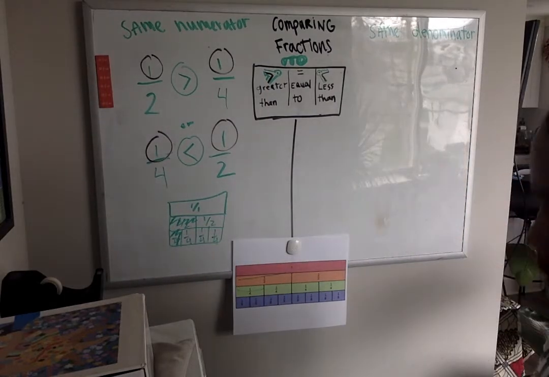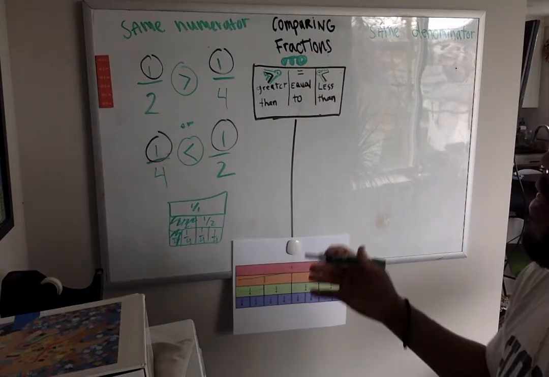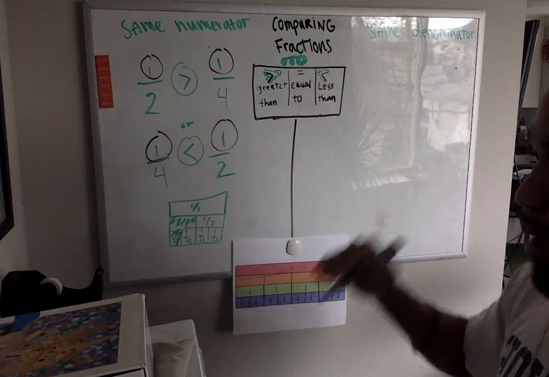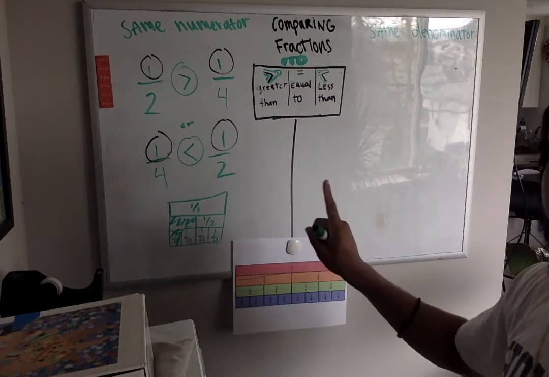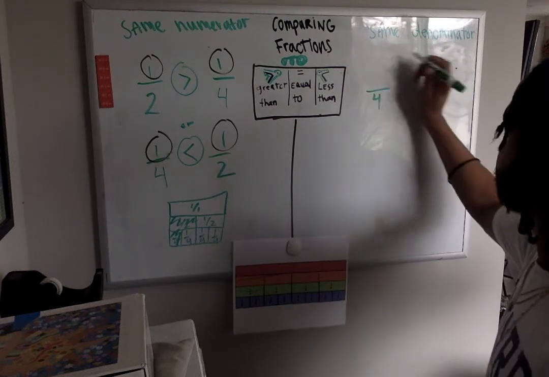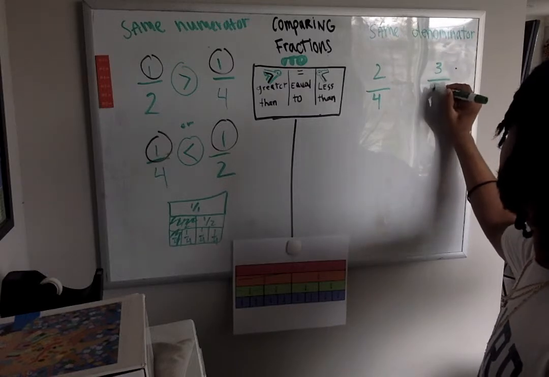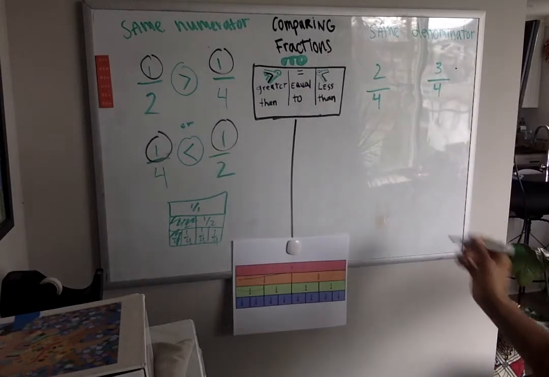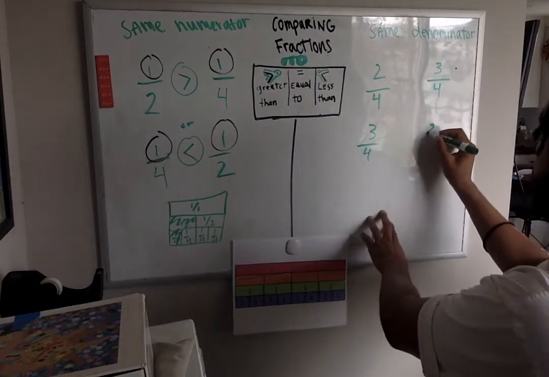On this side, we're going to be focusing on fractions when the denominator is the same, the bottom number, which also tells us how many parts make one whole. So let's check it out. This is a little bit easier. 2/4, and let's say 3/4. I'm going to write it again like this. 3/4, 2/4.